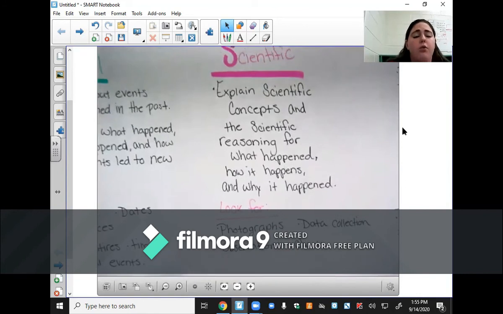And you'll see photographs and data collection. That's when they might do experiments, and they take the data from the experiments and then put it in the passage and tell you about what happened, and it tells you about what they observed, what they saw, and it might include charts sometimes.